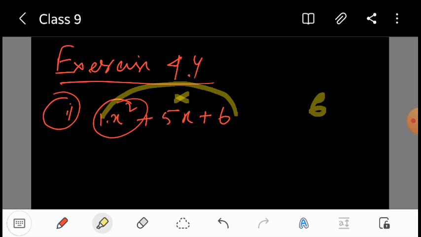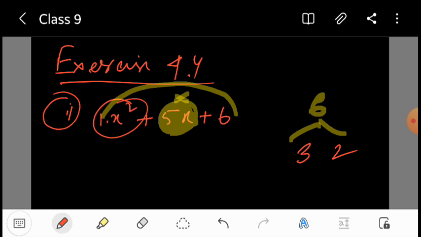Now this 6 we need to break it. We need to break it into numbers whose addition or subtraction will reach this number, that is 5x. So let's see how we can break that. We can break this 6 as 3 and 2, in factors, not in addition or subtraction. 3 and 2 are factors, and the addition of these two will make us that 5, right?